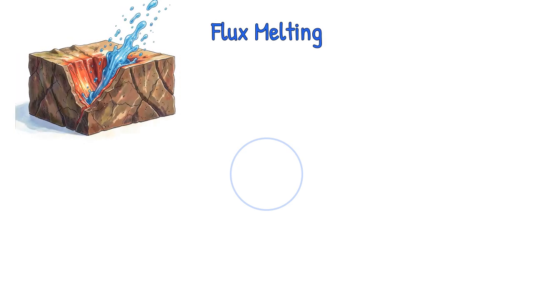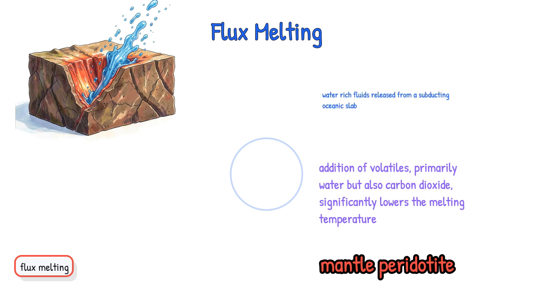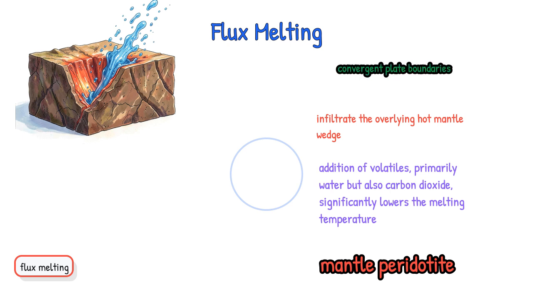The second mechanism is flux melting. The addition of volatiles, primarily water, but also carbon dioxide, significantly lowers the melting temperature of mantle peridotite. This occurs when water-rich fluids released from a subducting oceanic slab infiltrate the overlying hot mantle wedge at convergent plate boundaries, producing hydrous magmas like andesite.